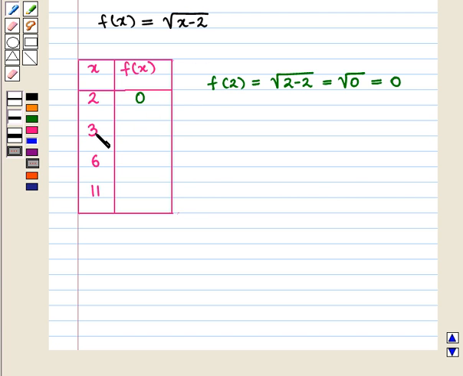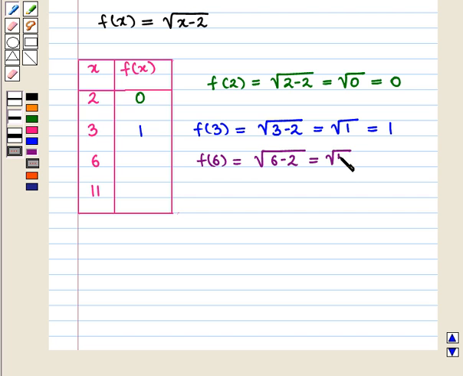Similarly, for x is equal to 3, f of 3 will be equal to square root of 3 minus 2, that is square root of 1, which is equal to 1. So for x is equal to 3, f of x is equal to 1. Similarly, for x is equal to 6, f of 6 will be equal to square root of 6 minus 2, that is square root of 4, which is equal to 2. So for x is equal to 6, f of x is equal to 2.